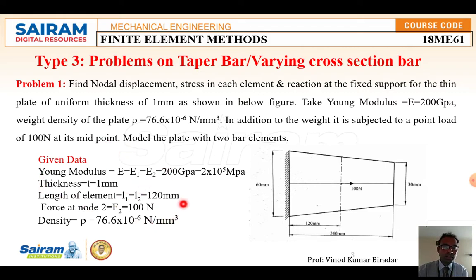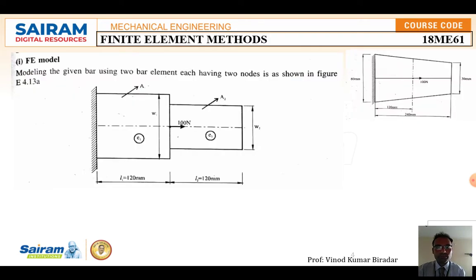Okay, first step: in the tapered bar or varying cross section bar, you have to convert the taper bar into a stepped bar problem. So how to calculate that? We will move to this. That is step number one: you have to convert this FEA model, the taper bar.